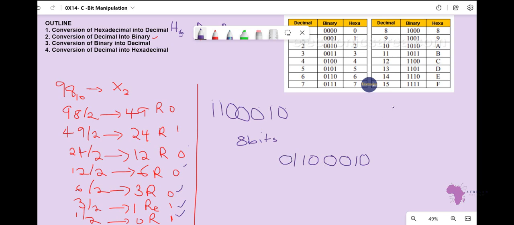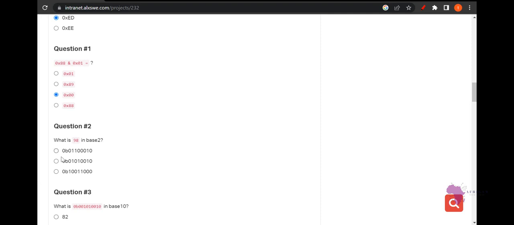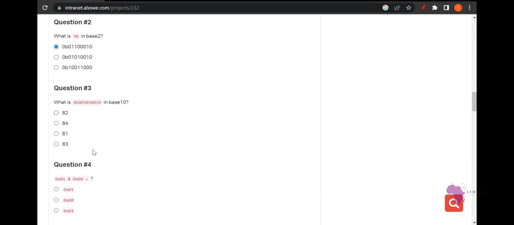And then we need to add what we call the binary notation. Binary notation is like this: 0b. So we add 0 and then b like this. This is now our answer. Let's see if we have such an answer. Where is it? This one. This one is the answer. Now let's get into the next question.